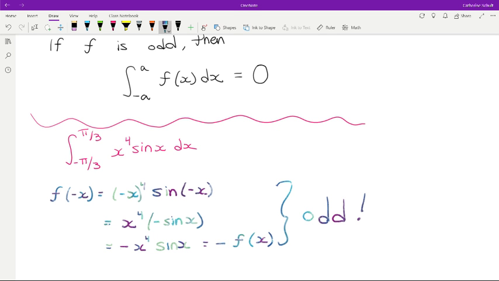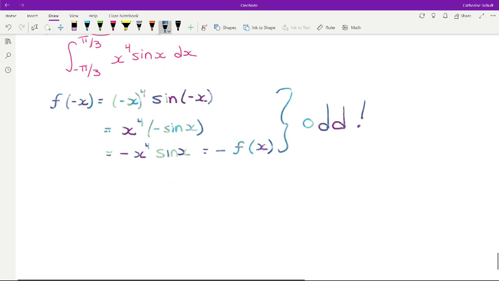So by this little theorem we have, that means if we're looking at negative pi over 3 to pi over 3 of an odd function, guess what that integral is going to equal? 0. All right, so we can use the fact whether it's even or odd as another way to figure out these integrals.